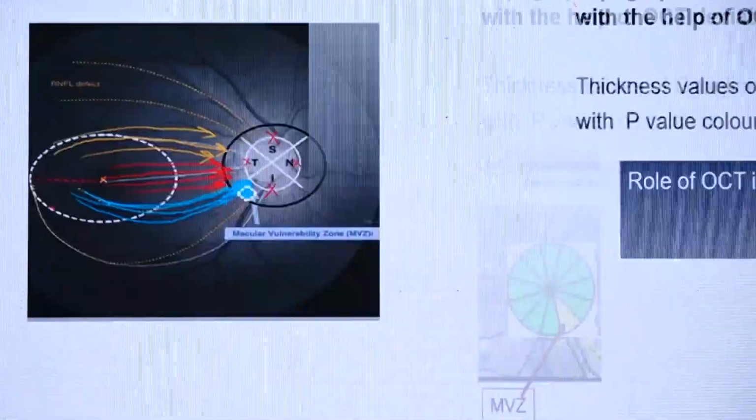So what is the role of OCT in advanced cases of glaucoma, established cases of glaucoma, and in glaucoma suspects? That will be the basis of the study.